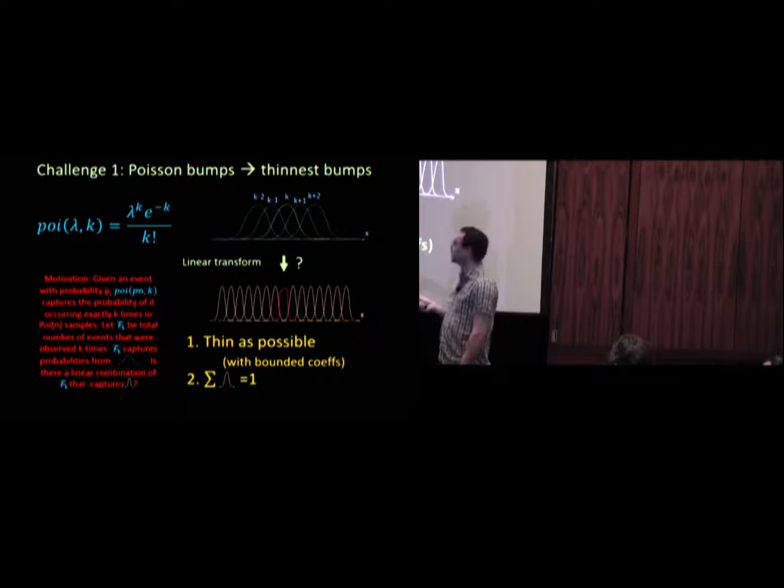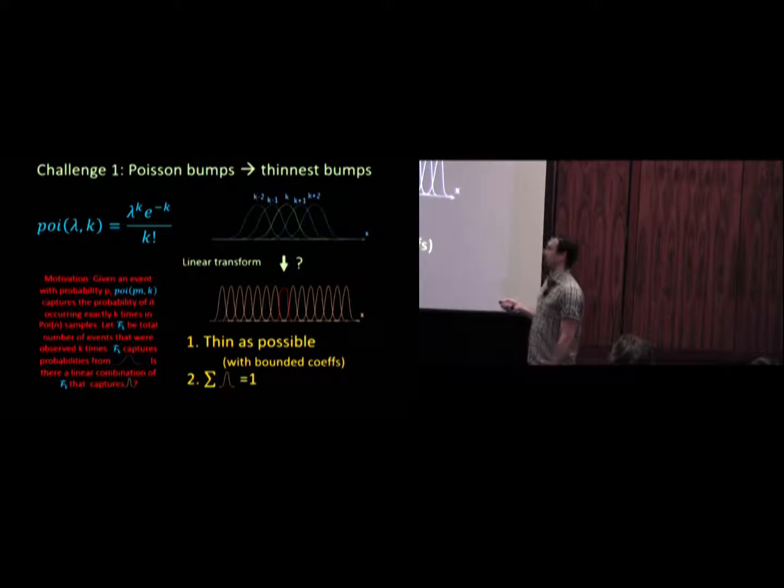So, given an event with probability p, if you take n samples from it, or perhaps Poisson n samples, it's sort of the same thing, then the probability that the event happens exactly k times from your n observations is this Poisson distribution.